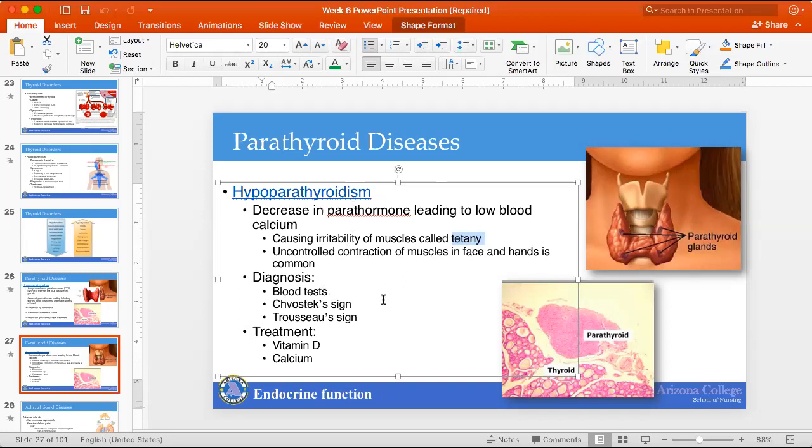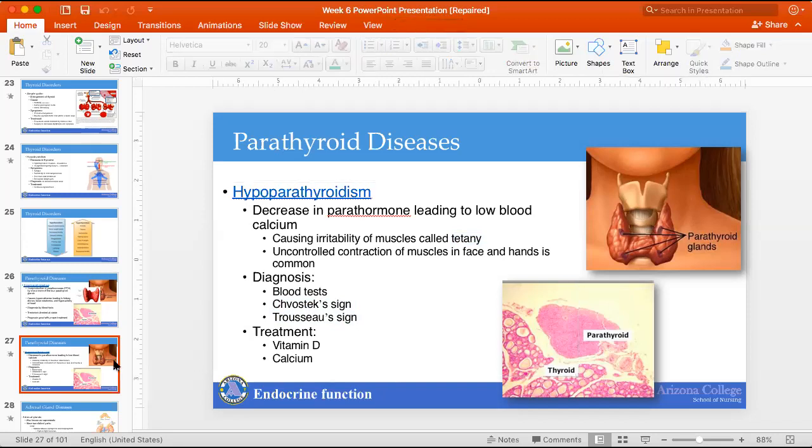Diagnosis would be blood tests, Chvostek's sign, Trousseau sign. You can look those up and see what that's referring to. Treatment would be vitamin D and calcium.